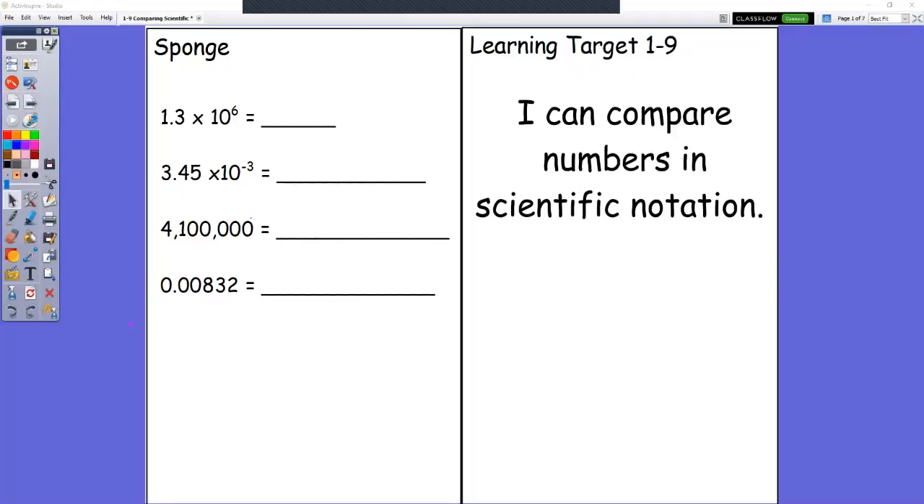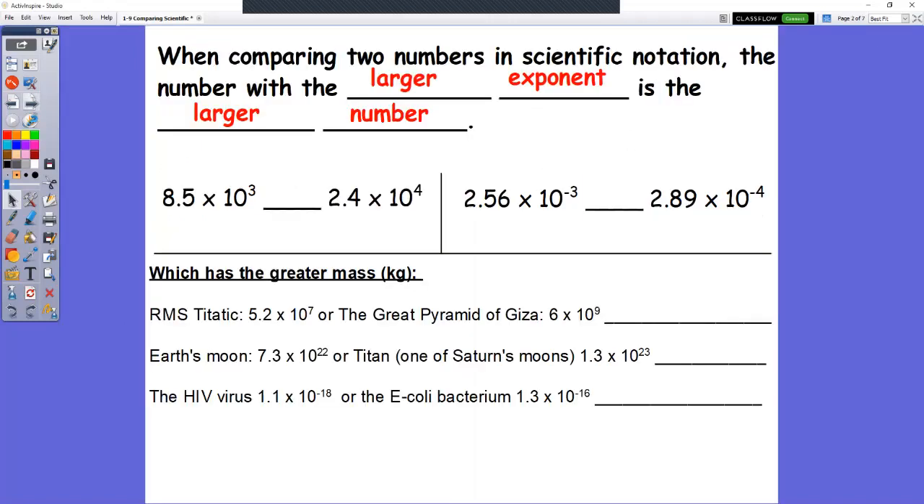Chapter 1, Lesson 9, Comparing Numbers that are in Scientific Notation. When comparing two numbers in scientific notation, the number with the larger exponent is the larger number. So when you're comparing them, the larger the exponent, the larger the number.